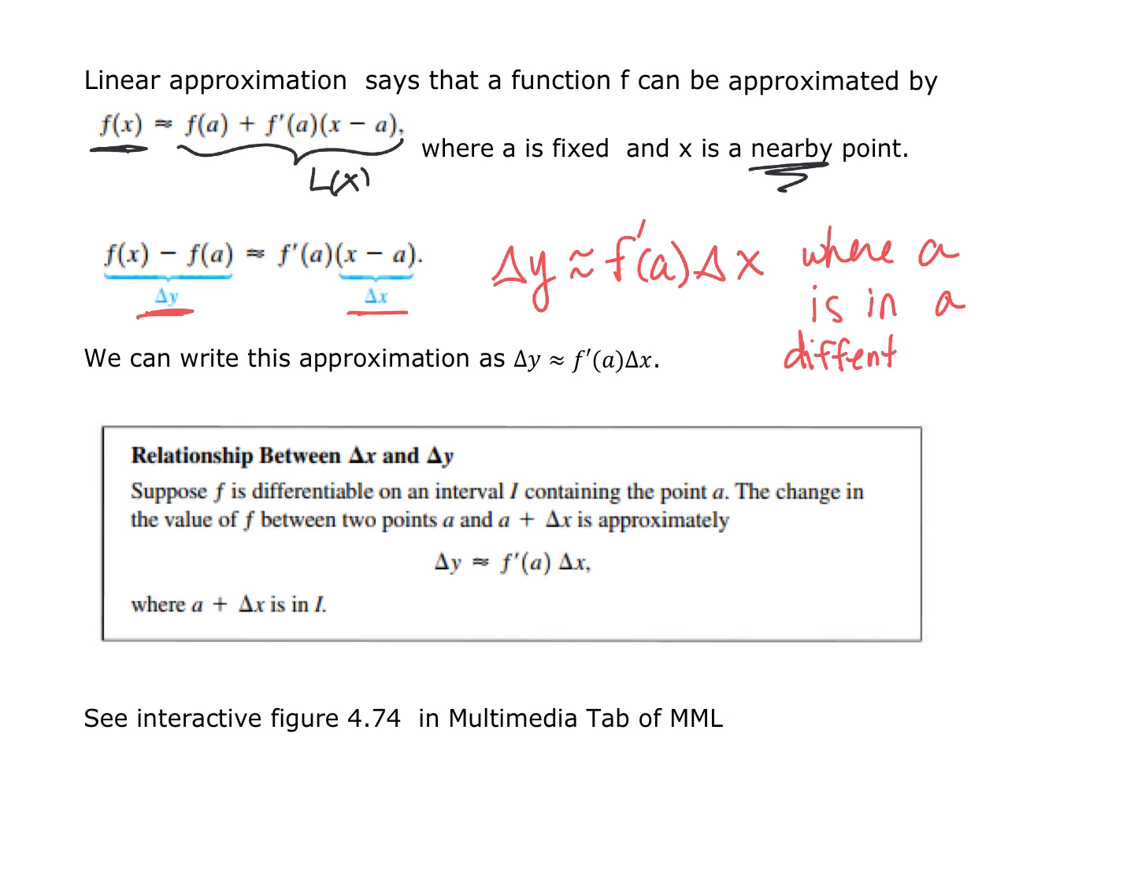Probably didn't say that very well, but we'll talk about it. All right, so let's go ahead and just read this. Suppose that f is differentiable. In other words, we can take the derivative everywhere on the interval I, and that interval contains a. Then the change in value between 2 points, a and a plus delta x, the change in the value of the function between these 2 points can be approximated by delta y is approximately f prime at a delta x.